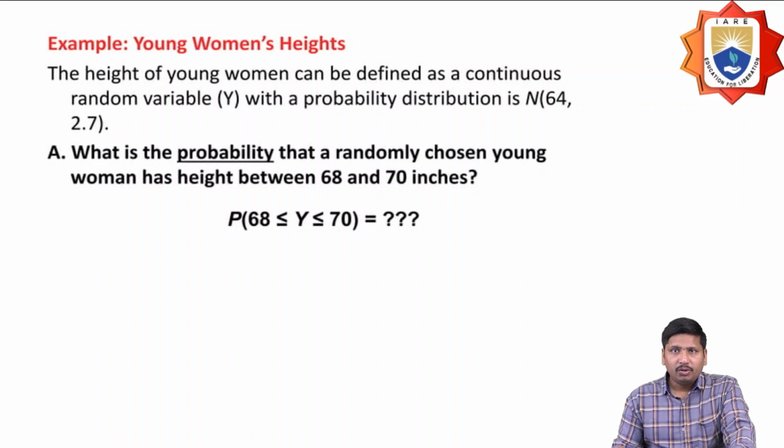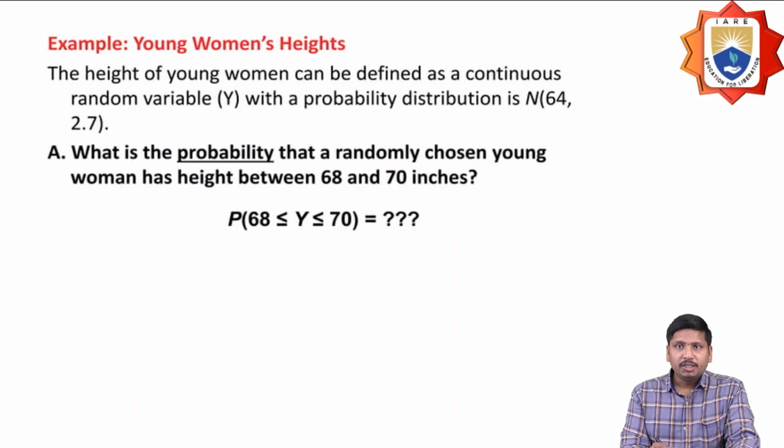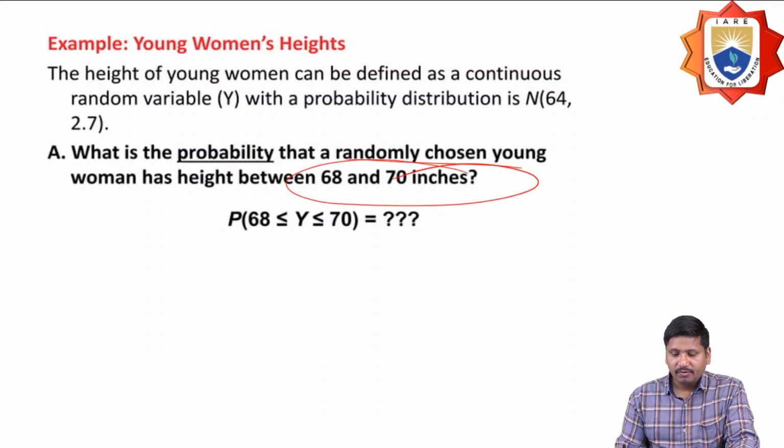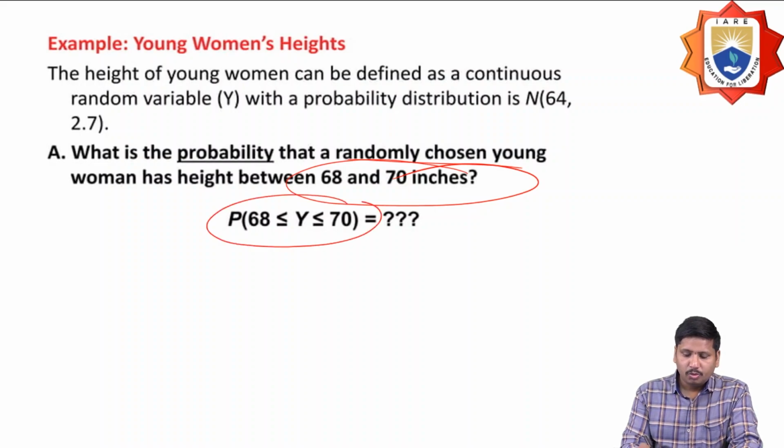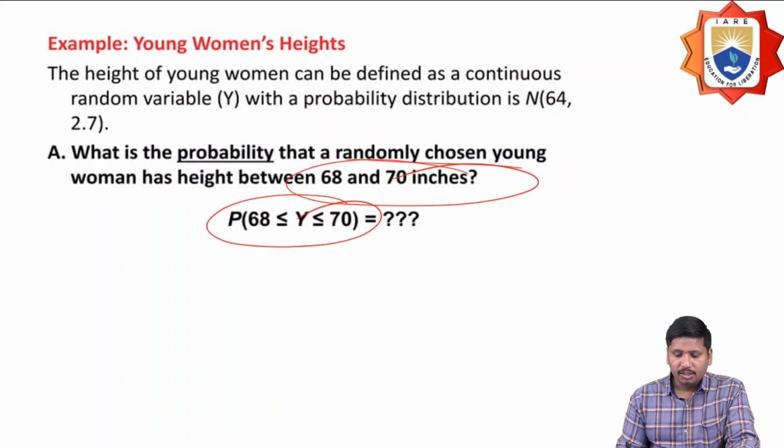Take an example: I want to calculate a young woman's height. The height of a young woman can be defined as a continuous random variable y, with a normal probability distribution with mean 64. Now the question is: what is the probability that a randomly chosen young woman's height is in between 68 and 70 inches? That is the question they asked.